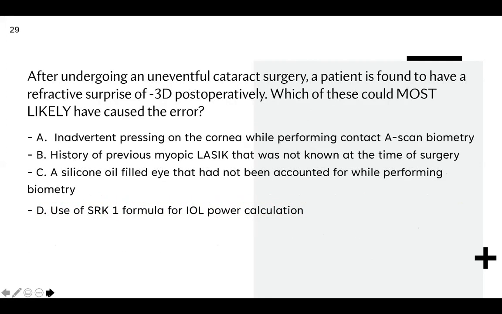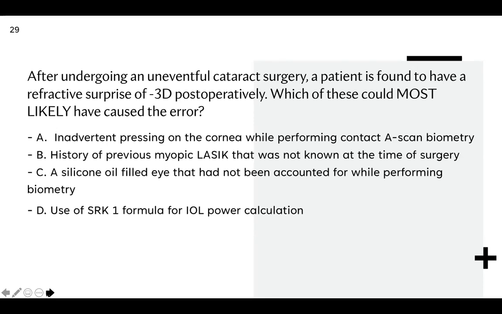After undergoing uneventful cataract surgery, a patient is found to have a refractive surprise of -3 diopters post-operatively. Which of these could be the most likely reason to have caused this error? A, inadvertent pressing on the cornea while performing contact A-scan biometry. B, having a history of previous myopic LASIK that was not known at the time of surgery. C, having a silicone oil filled eye that had not been accounted for while performing biometry. Or D, the use of SRK1 formula for IOL power calculation. And the timer starts now.